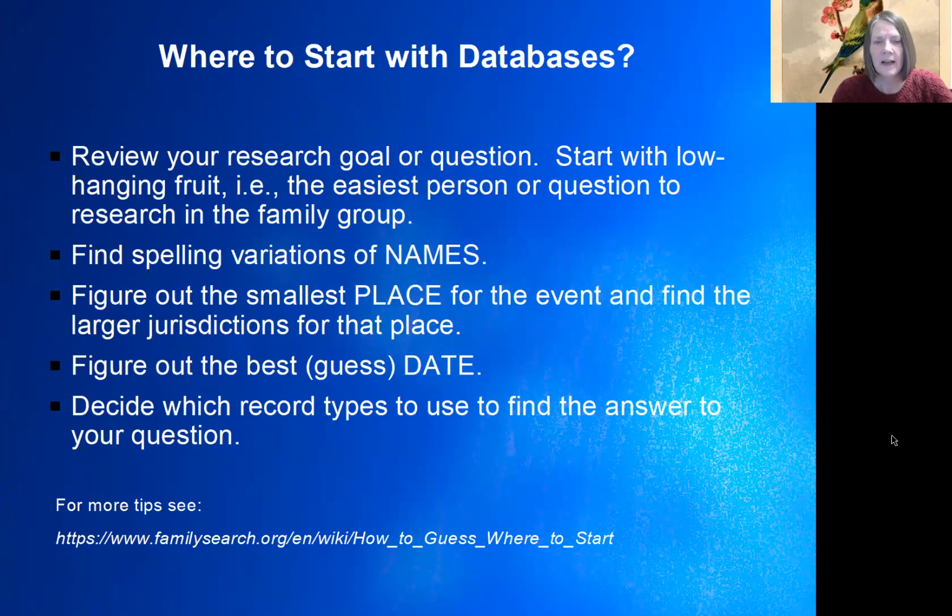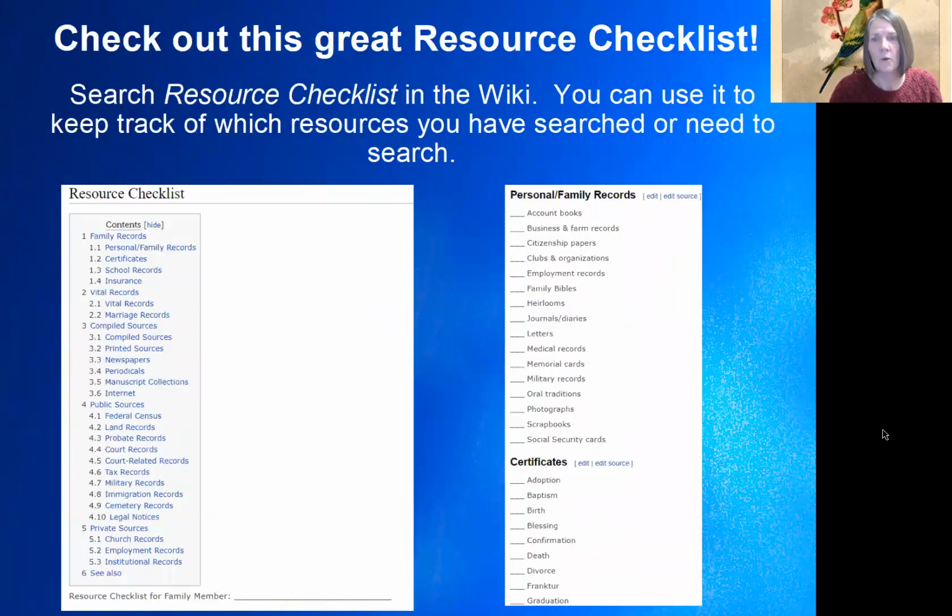And then the last thing you're going to do is decide which record types you're going to use. So what kind of a database are you actually even looking for to find the answer to your genealogy question? Okay. So this is really something cool that I found on the wiki. It's a resource checklist. So this checklist has all these, as you can see, if you go down on the left here on this navigation bar, it has all these plus more. That's not all of them. Resources that you can find of different types.